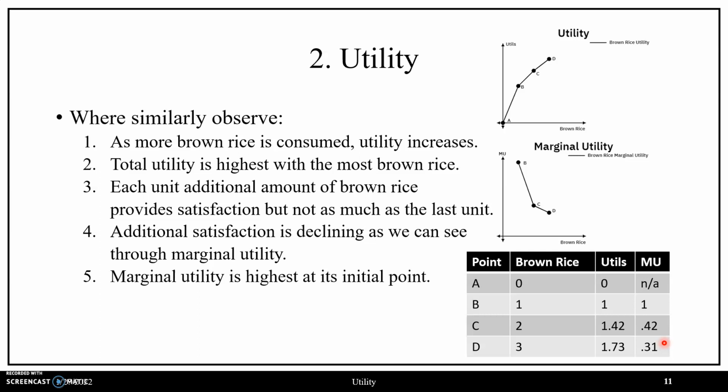So then, as a consequence of this, marginal utility once again is going to be highest at this initial point, or in this case is point B, or 1 unit of brown rice, granting 1 unit in terms of marginal utility.